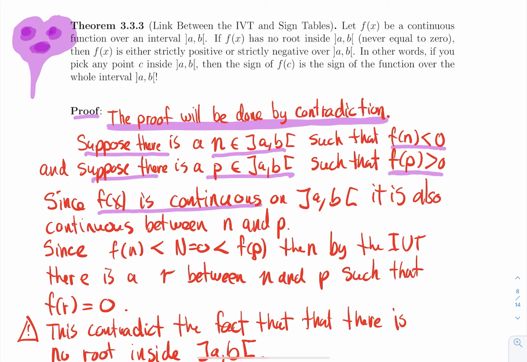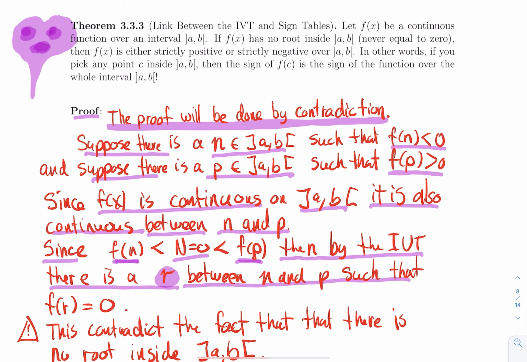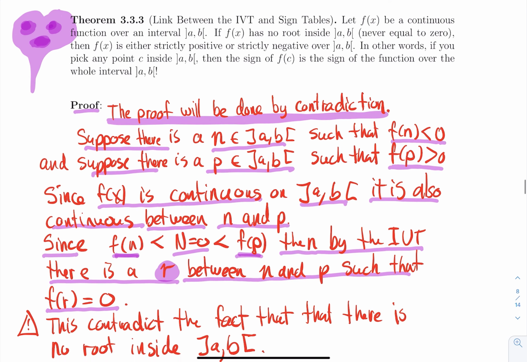Since f of x is continuous between a and b, according to the initial setup of the theorem, it is also continuous between these two numbers n and p. Of course, we don't know which one is the biggest one here, but it doesn't matter. You can just talk about them in general. So it is continuous between n and p. Well, because 0 is between f of n, which is negative, and f of p, which is positive, then by the intermediate value theorem, so if somewhere it's negative and somewhere it's positive, we just use that idea to locate roots here. We know there exists a number, I'll call it r for roots, between n and p such that the output of the function is going to be 0.